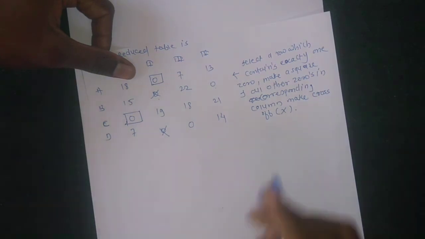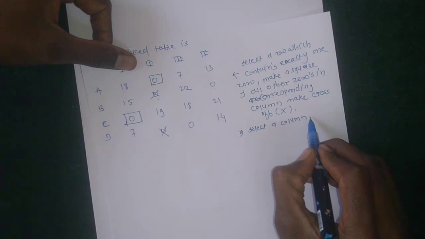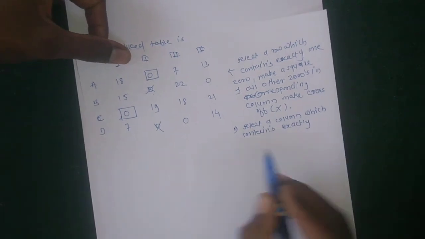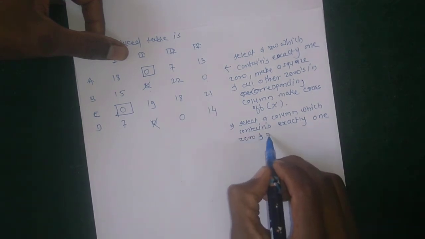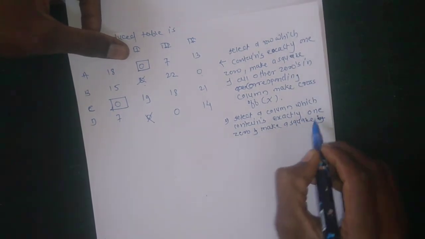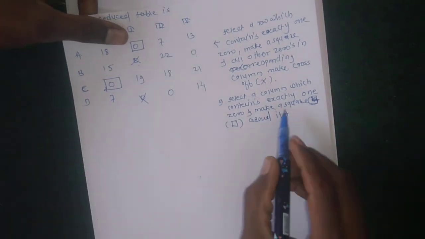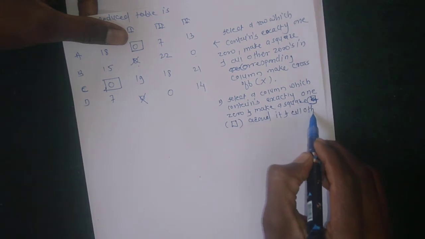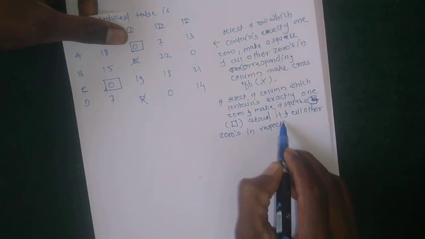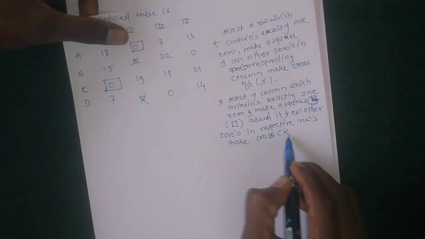Then the next step is to select a column which contains exactly one 0, make a square around it, and all other zeros in the respective rows get a cross out.